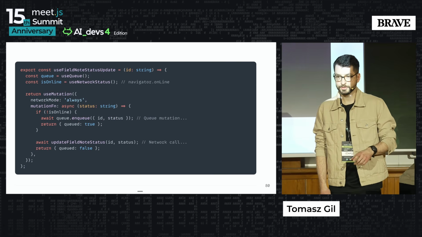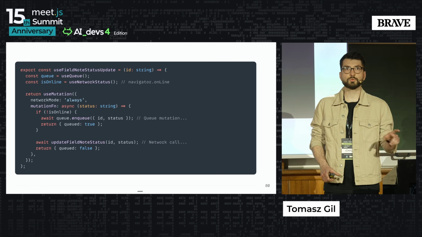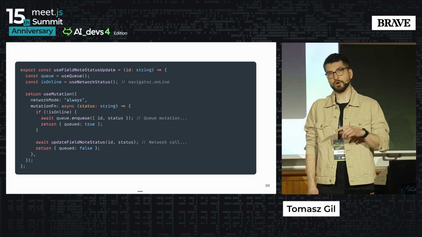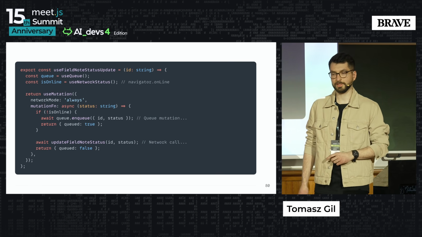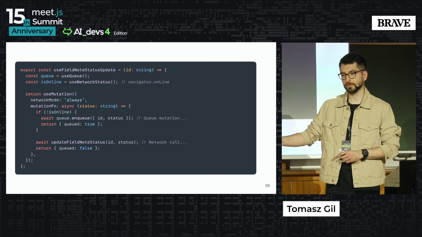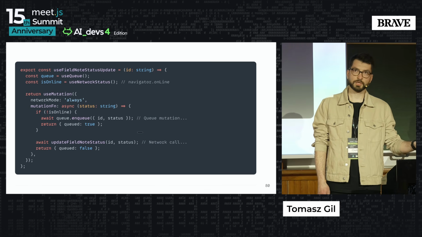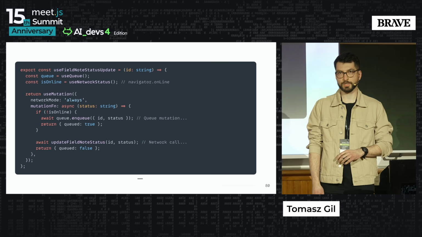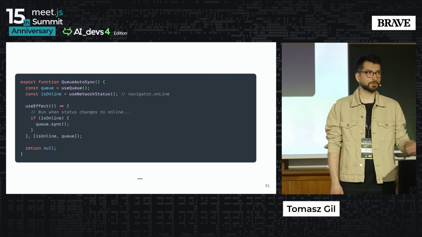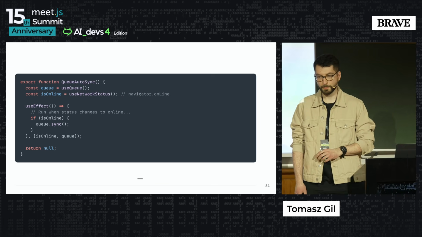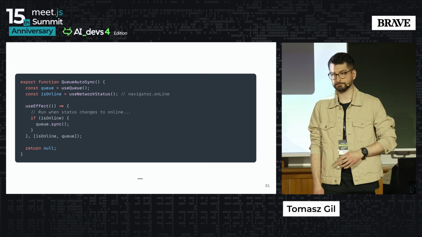Here's an example mutation, and again, based on React Query, and it does one of two things. When the user is offline, we are adding a new item to the queue. We are storing that intent, the ID of a field node and the status the user wants to change it to. But if the user is online, we just issue the network request right there. And the last bit that we need is we need to kick off that syncing process at some point, and that will happen when the user goes from offline to online.